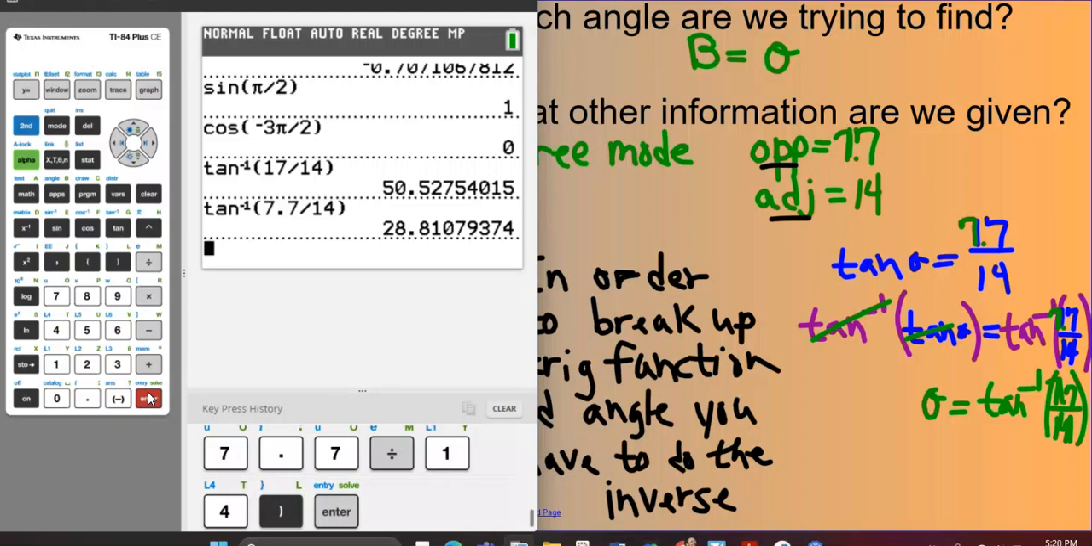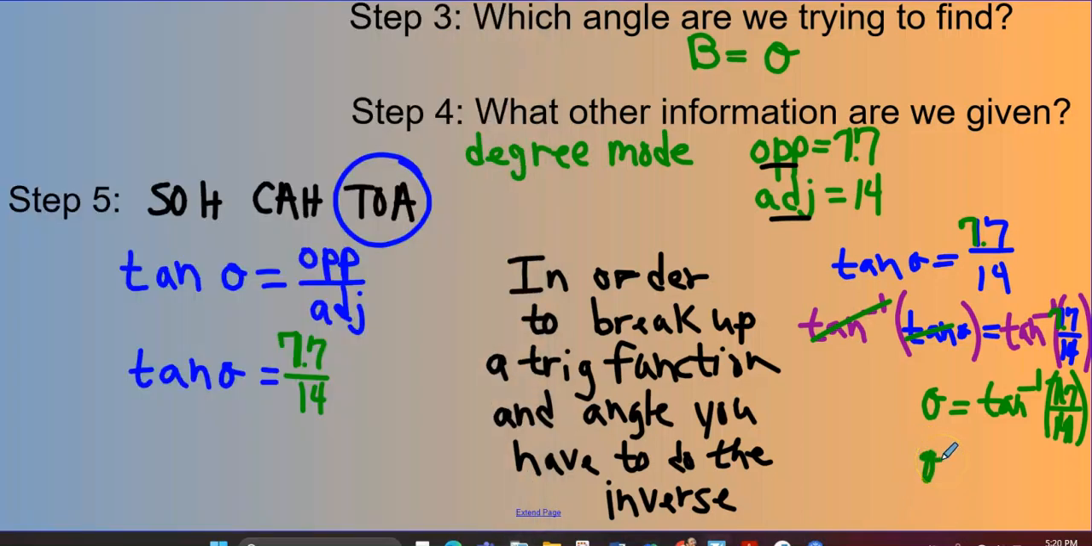So your final answer should be, we're gonna round that to a whole number, 29. So 29 degrees. We're in degree mode, so our theta is gonna be 29 degrees. And I do apologize, guys. For some reason, I kept saying 17 in my head, but on my paper it has 7.7.